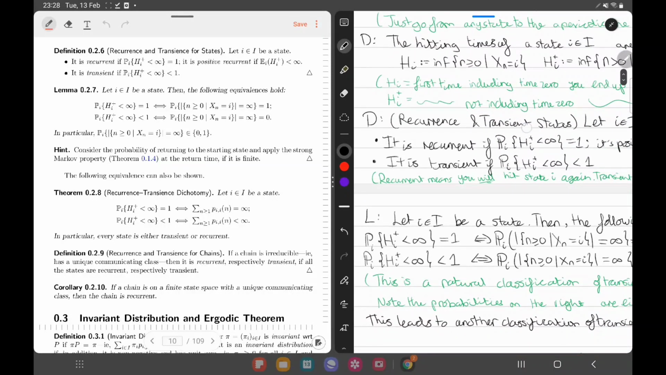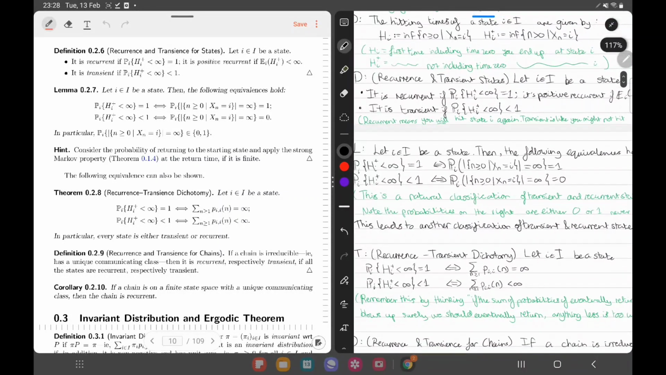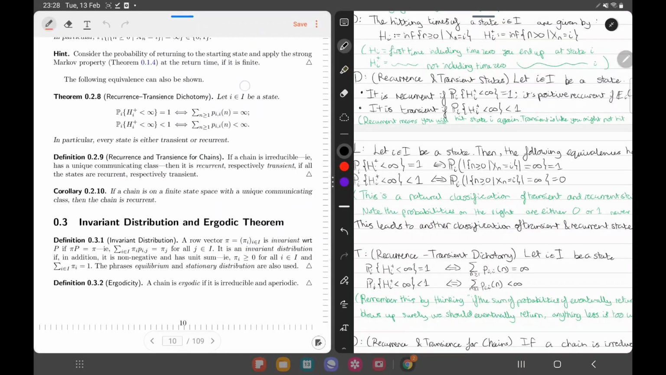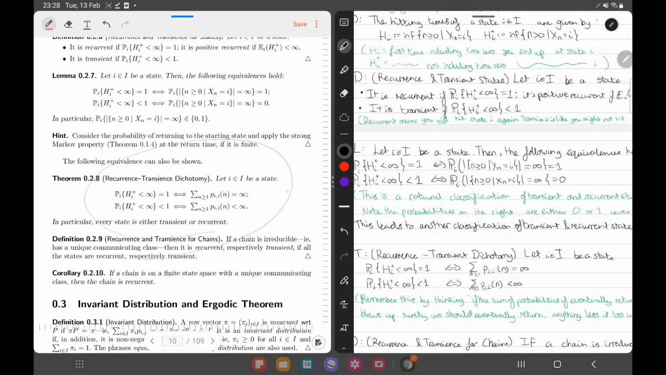So recurrent means you will hit state i again. Transient is like you might not hit it. There's a chance that you might not hit it. They don't really give any proofs for these next statements because it's done in the previous course. In fact, this is why they're all preliminaries. It's really nicely stated. They just state what the definitions and theorems are. In fact, they give this nice little characterization of how to find all transient states and recurrent states down here and here, which was really nice to go over.